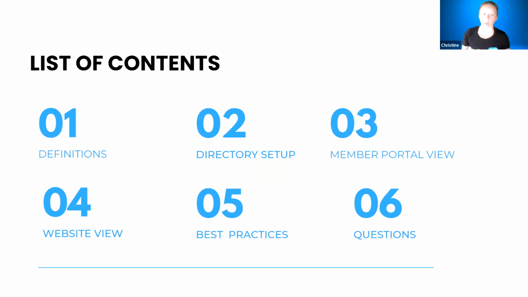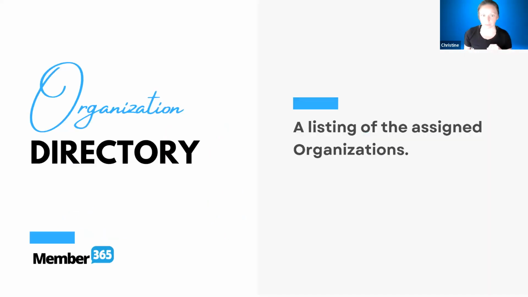For today, we're going to first go over a few definitions. Then we're going to do the directory setup. We're going to then look at what a directory looks like to a member in the member portal. And then we're going to actually see what it looks like on the website, so if you embed it on the website, what that looks like. Then we'll go through some best practices. And then we'll get into questions. So again, if you have questions, put them in the Q&A. I love questions. If you think about them as we're going, I can sometimes answer them as we go as well. So first is organization directory.